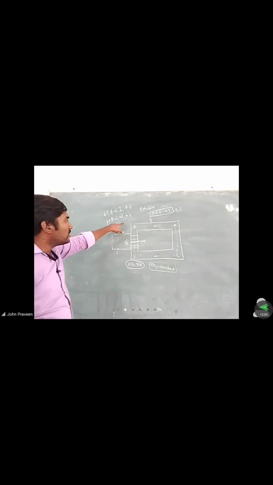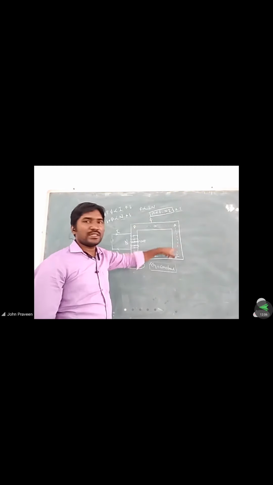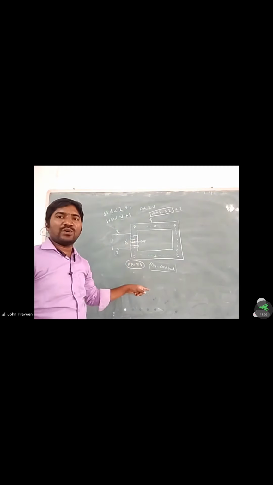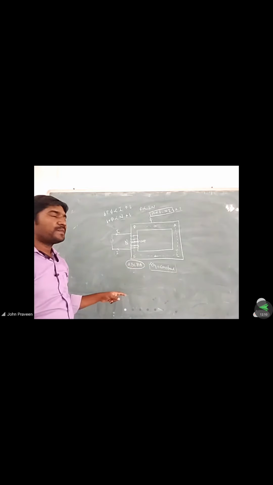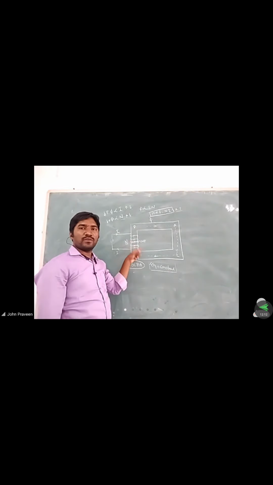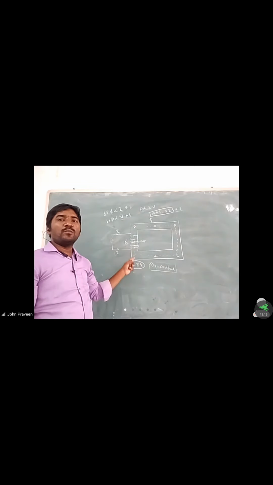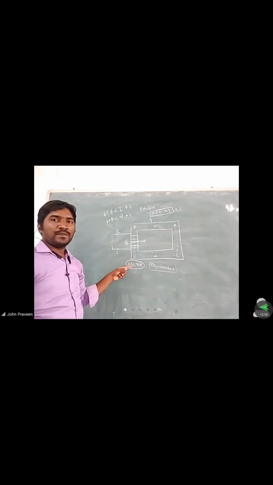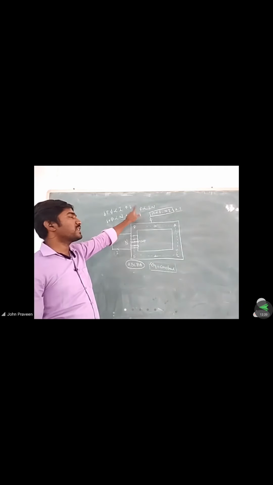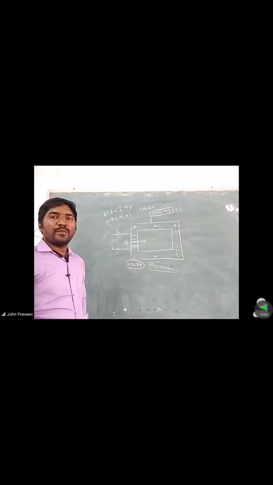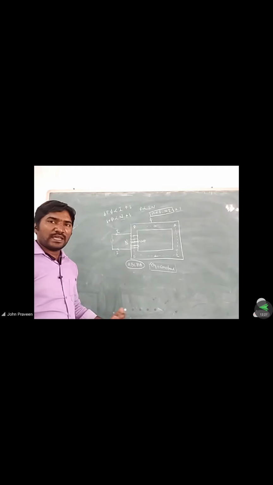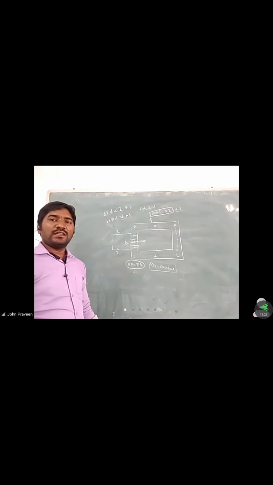But the flux that is produced is called the MMF, magnetomotive force. The force exists by means of the movement of magnetism. Because of that reason, the flux is called the MMF. As we discussed about EMF, the movement of electrons is called EMF.